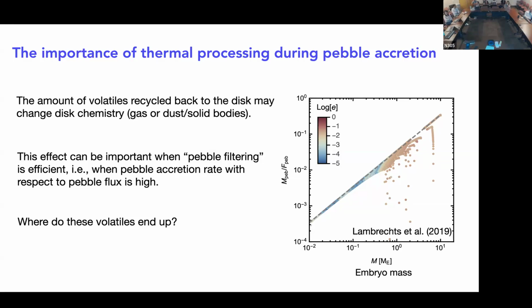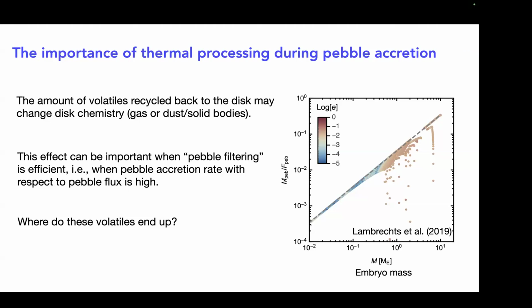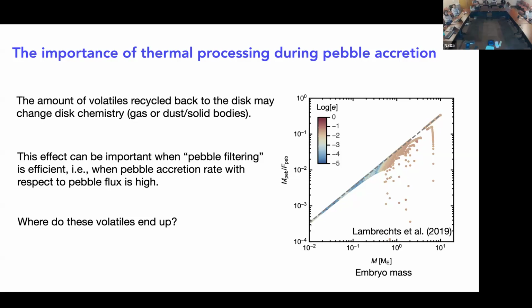Correct? Oh, sorry, let me think. Oh, sorry, 10^-4. I wanted the opposite. So if your accretion rate is 10^-6 Earth mass per year, then according to this, the mass flux will be 10^-4 Earth mass per year. For a million years, that is on the order of an Earth mass. Yes.